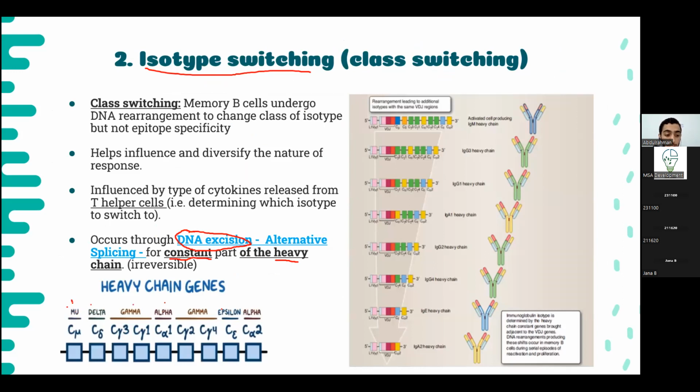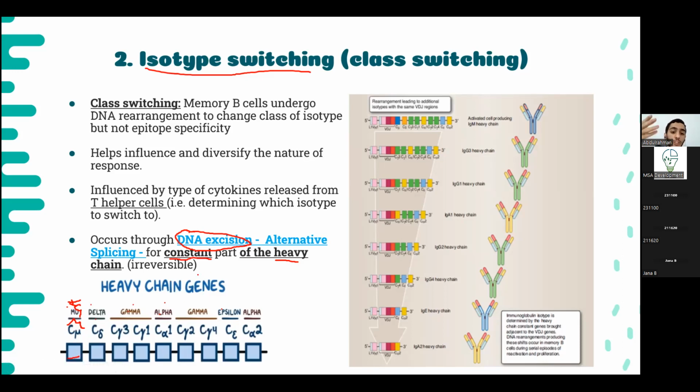A mu part is actually the IgM, and the delta part is IgD. The gamma part is IgG. Alpha part is IgA. So we have the entire constant chain that has IgMs, IgDs, IgG, IgA, and IgE. However, since we didn't splice it, we're just at this part. We're at the IgM part.